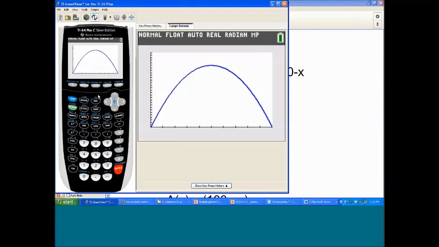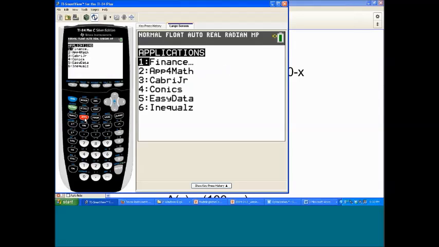Just before we go ahead and find the maximum of this, I want to show you very quickly that you can also take a look at a dynamic geometry representation using the Cabri Jr. app. Geometry is one of my favorite things, and I'll actually be talking about the Cabri Jr. on the TI-84 color calculator at our international conference coming up next month.